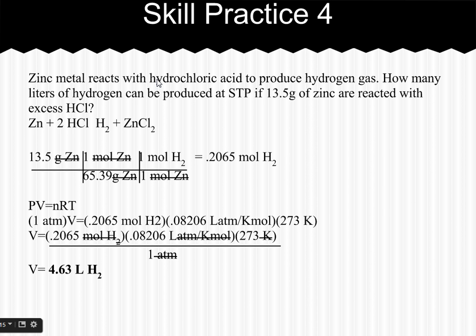Zinc metal reacts with hydrochloric acid to produce hydrogen gas. How many liters of hydrogen can be produced at STP if 13.5 grams of zinc are reacted with excess HCl? So the reaction is zinc plus 2HCl goes to H2 plus ZnCl2. We can find that there are 0.2065 moles of H2 because we were given the grams of zinc. And using PV = nRT, we can find that there are 4.63 liters of H2 by plugging everything in.